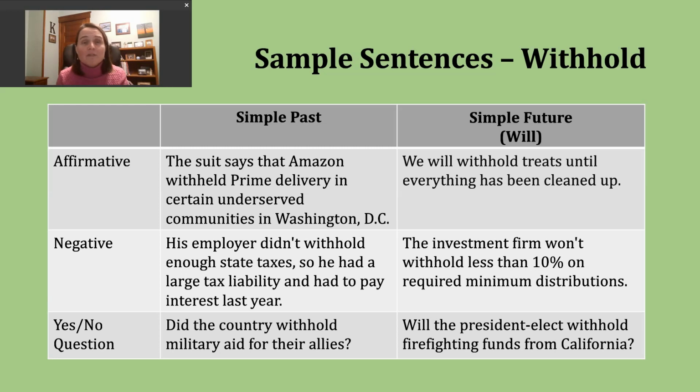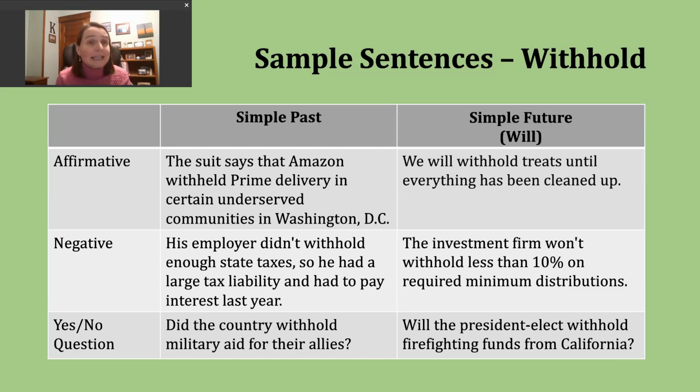What you'll see here in the affirmative is a subject, you'll see will, and then the base verb. Here's an example. We will withhold treats until everything has been cleaned up. Right? So kind of that idea we're not allowing access to.